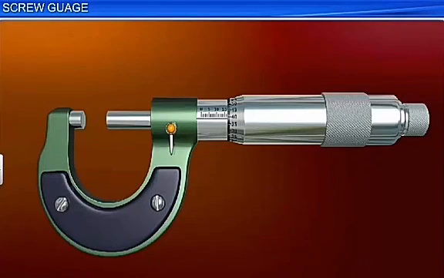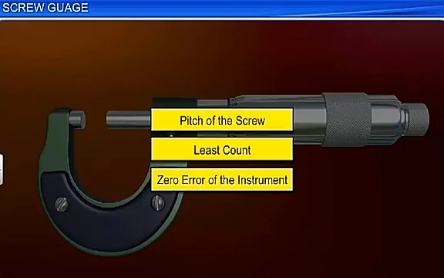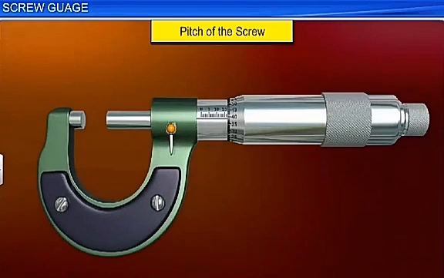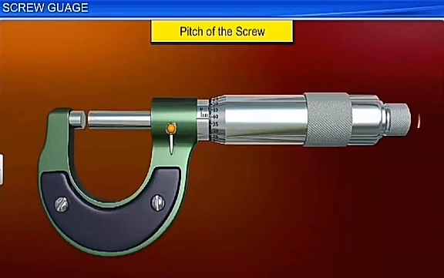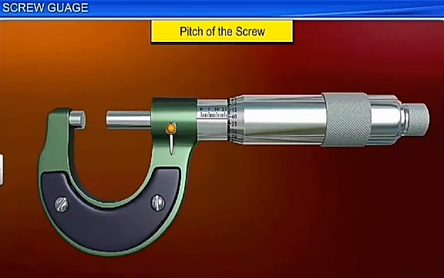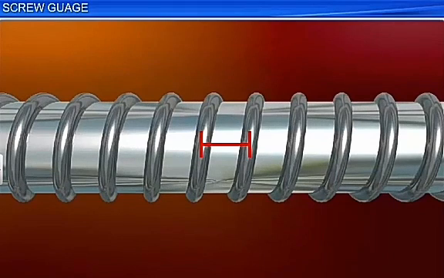Let us now measure the diameter of a metal wire. Before making a measurement, you should first determine the pitch of the screw, the least count, and zero error of the instrument. When the head of the screw is rotated, the tip of the screw moves either forward or backward. The distance traveled by the tip of the screw in one complete rotation of its head is called the pitch of the screw. This distance is equal to the separation between two adjacent threads on the screw and parallel to its axis.